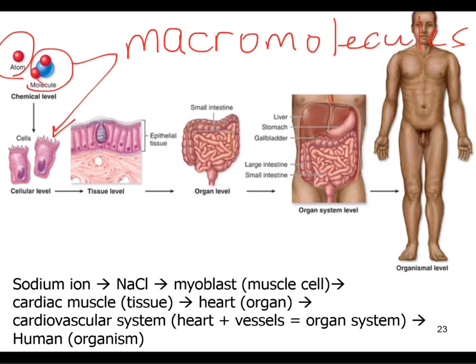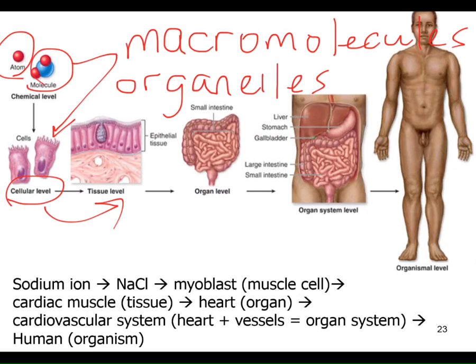And then those macromolecules are going to be important in making organelles. Again, I have a slide coming up on these. So the organelles are like the Golgi and the nucleus and the endoplasmic reticulum. They're the building blocks of the cell. Once we've got our organelles, then we can talk about cells. Those cells are then going to combine to make tissues. Those tissues are going to be important in creating organs.